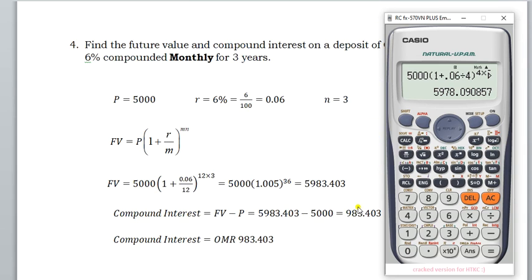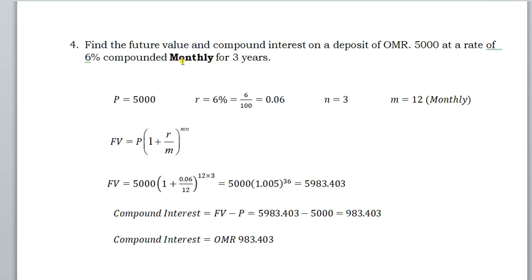Now in the next question, it is the same question but compounded monthly. So here M is equal to 12. So what will happen? FV equal to P into (1 plus R by M) power M into N. The same rule. Only thing is here M is changed to 12. Here also M is changed to 12. So the answer will be 5983.403. Now to find the compound interest, it is FV minus P, which is 5000. So 983.403.